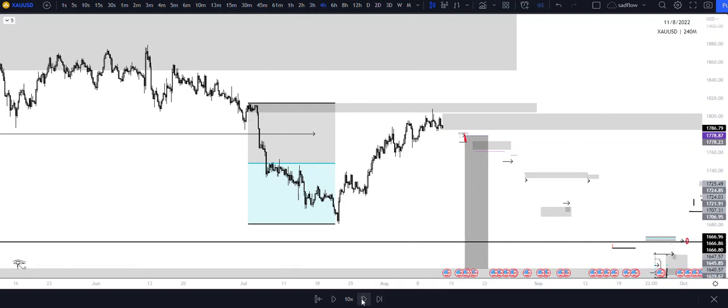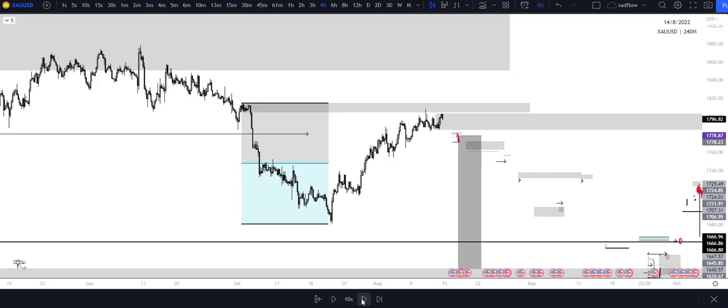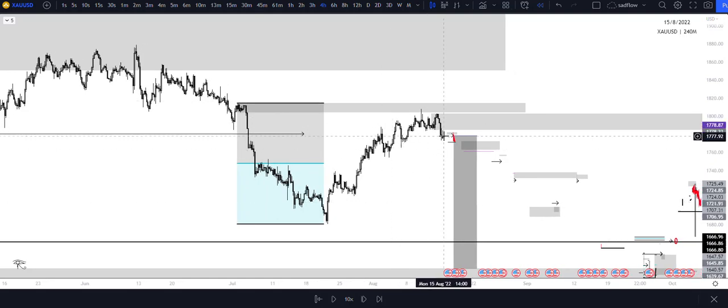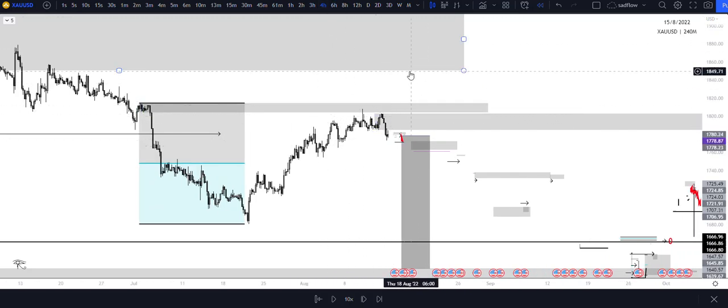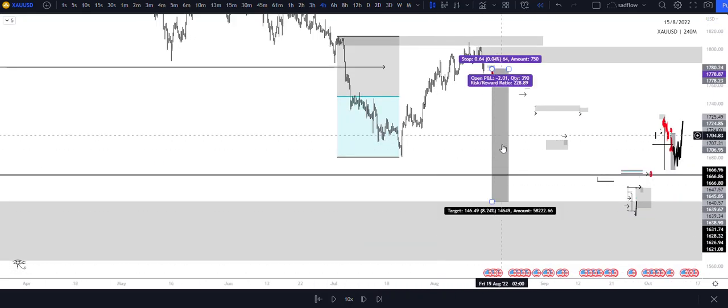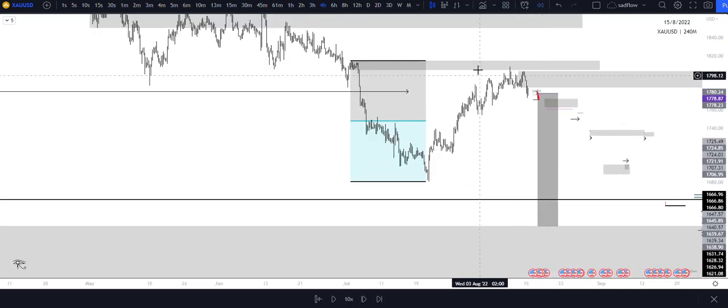Let's play out a few more. Do we get that breaker structure to the downside with displacement? Yes, we do. We now have areas we can look to enter, right? So now that we have our 4-hour breaker structure to the downside, my weekly, my daily, and my 4-hour is now within play. I'm now looking for that full move, that full expansion into these lows right here.